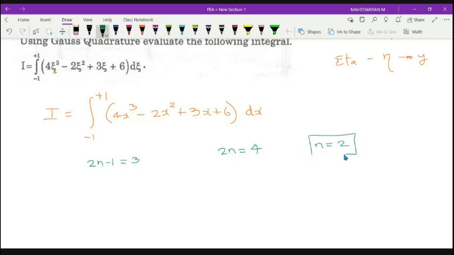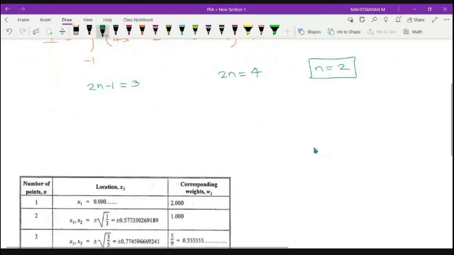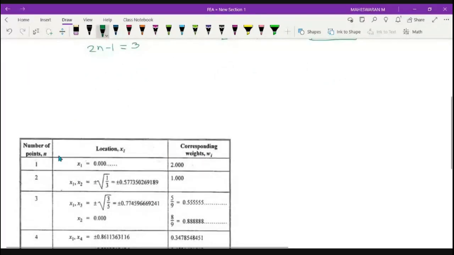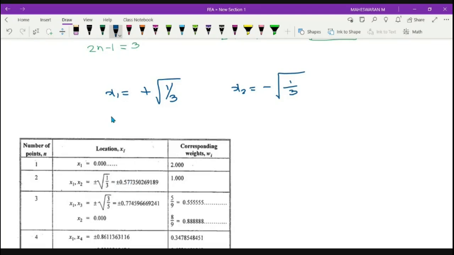Okay. So now I have to choose n is equal to 2. When I choose n is equal to 2, I have a tabulation here. For n equal to 2, what is my x1? My x1 has to be plus root 1 by 3. My x2 is minus root 1 by 3. Okay, these are the terms. Similarly, what is my w1? W1 is 1. W2 is also 1. Okay, these are my terms.